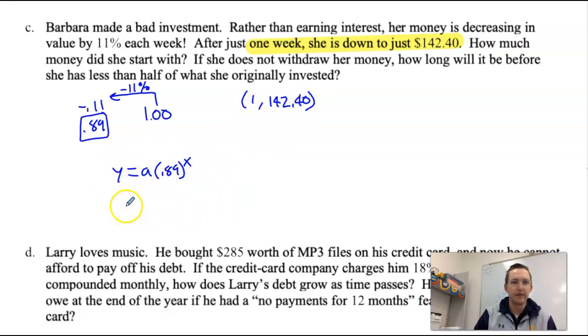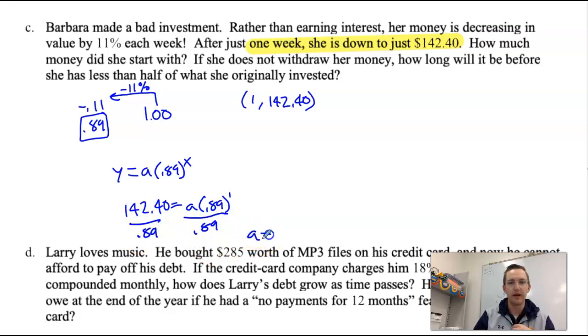So we have 142.40 equals a times 0.89 to the first power. Anything raised to the first power is always just itself. So if we divide both sides by 0.89, we find our starting value, where a is equal to 160. So that's how much money she started with in that investment.